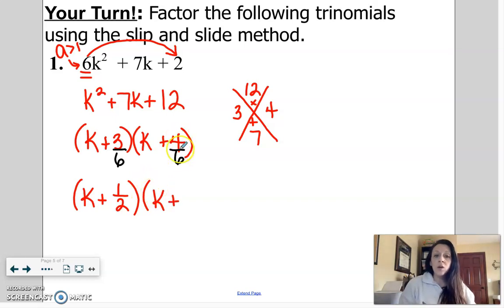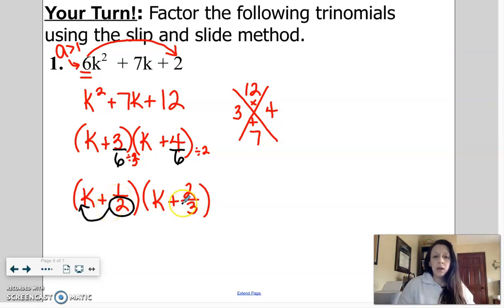4 over 6 also reduces because you can divide both numbers by 2. Just like you could, or that wasn't 2, that was 3. You can divide both numbers by 2. So you could reduce that to 2/3. So I guess this problem has an extra step because you have to reduce the fractions before you can do the slide. And the slide is always your last step.